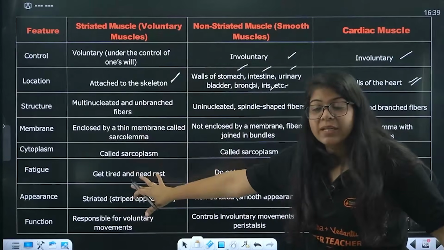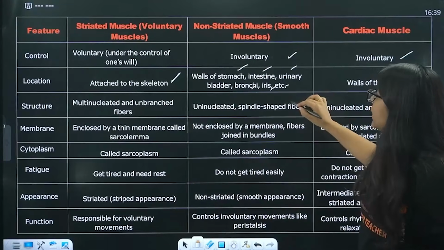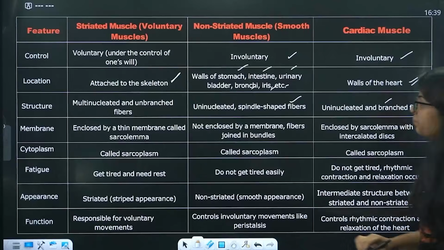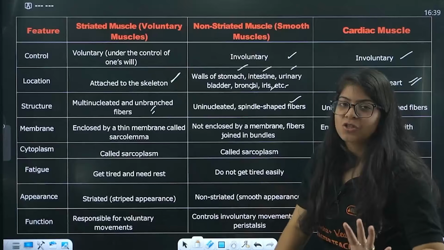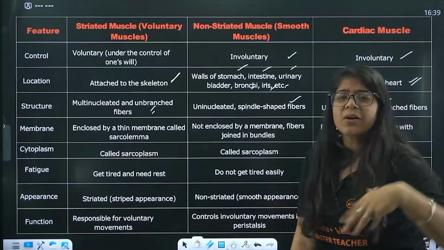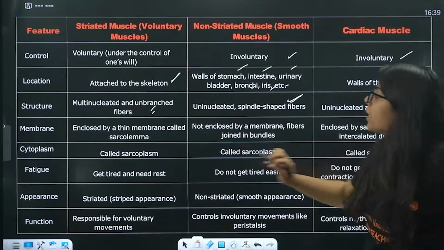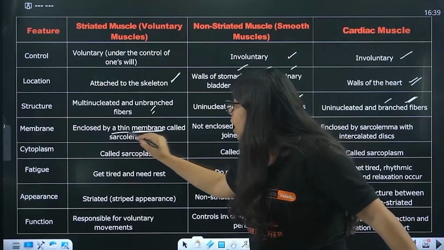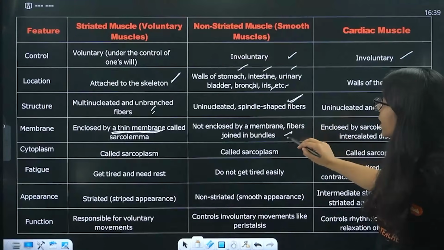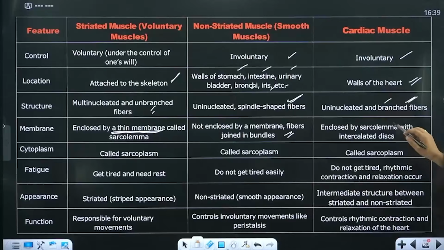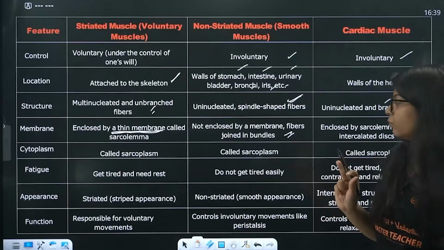Striated muscles are multinucleated. See, we have so many nuclei, so remember, it's multinucleated. All these others are uninucleated. Striated muscle fibers are unbranched. I don't have two arms, although that does not mean what it is trying to say, but you can remember it like that. Non-striated fibers are spindle shaped. Cardiac fibers are branched. Striated fibers are enclosed by a thin membrane called sarcolemma. Non-striated fibers are not enclosed by a membrane. Cardiac fibers are joined in bundles, enclosed by sarcolemma, with intercalated discs. Everything we studied right now.